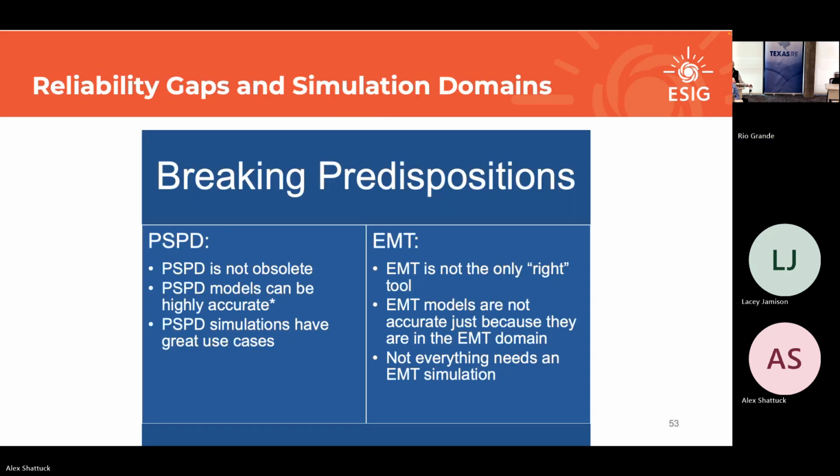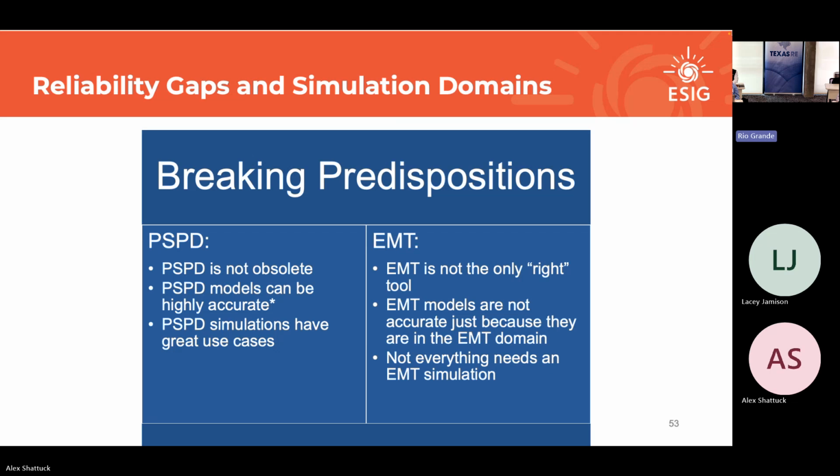So again, I touched on these a little bit, but the predispositions we have to break for EMT is that PSPD is not going away. They're not obsolete. They can be highly accurate, and they still do have good use cases. So there's a reason why I'm repeating it, and it's because we can't forget about it. It's still the mainstay of study work, but we still also need to work forward from the EMT side. So EMT is not the only right tool for everything.